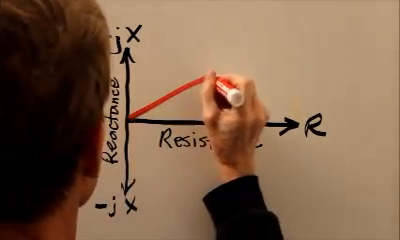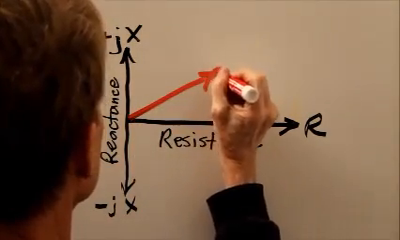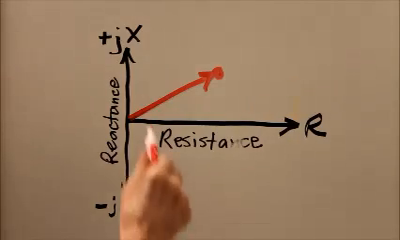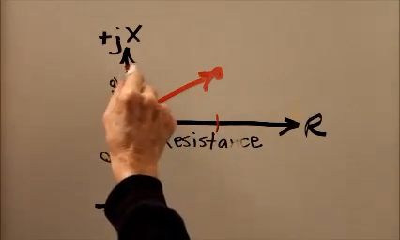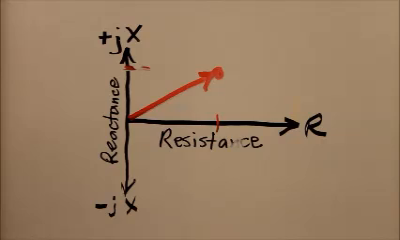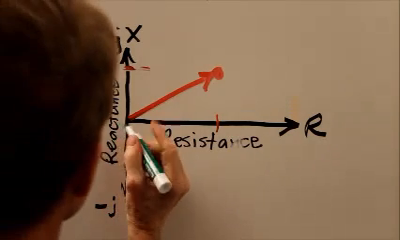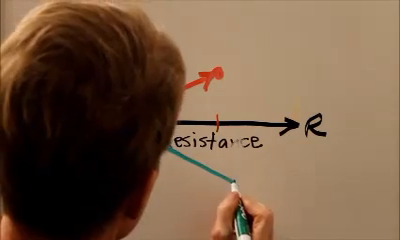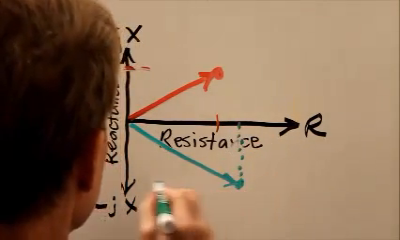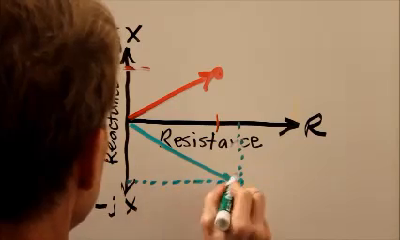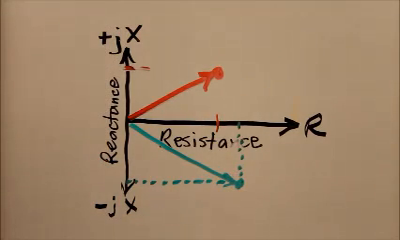For example, a vector like this going out to a point like that indicates a certain amount of resistance and a certain amount of inductive reactance. A vector going down like this, a certain amount of resistance and a certain amount of negative, imaginary, or capacitive reactance.